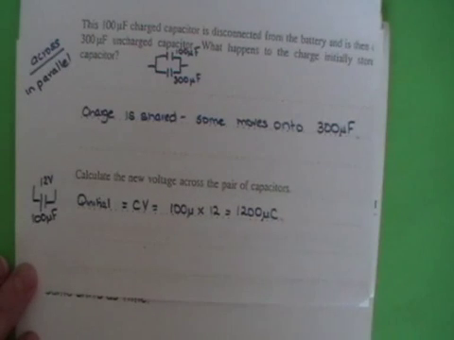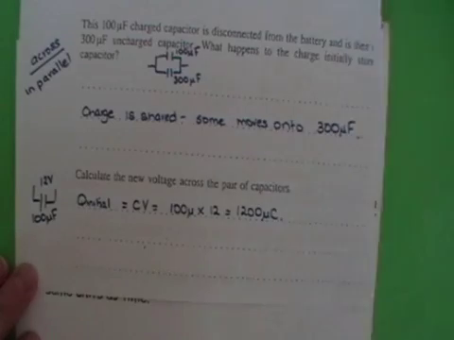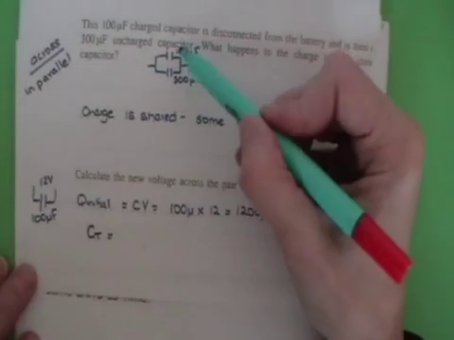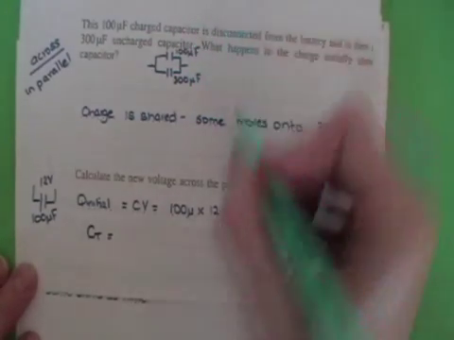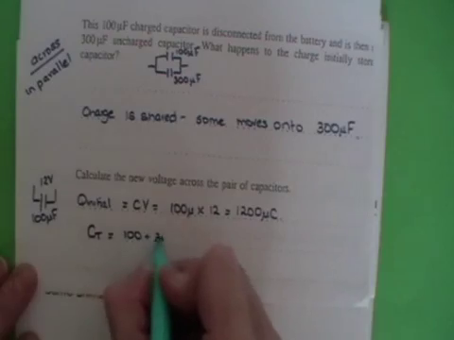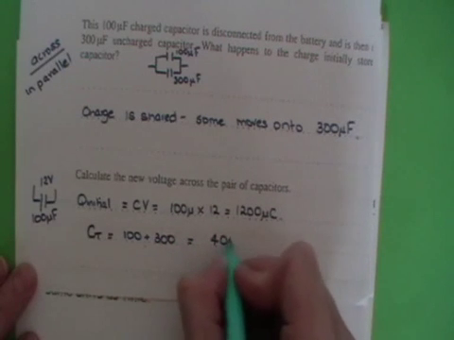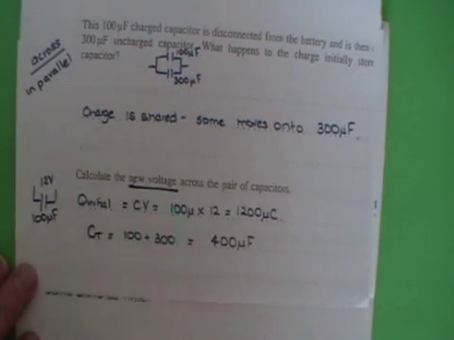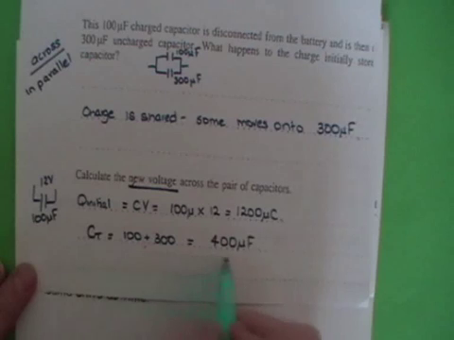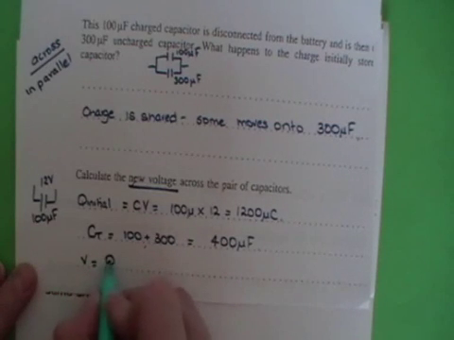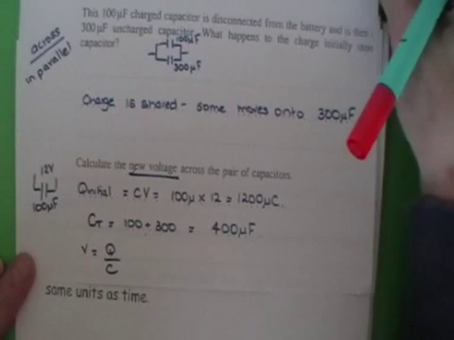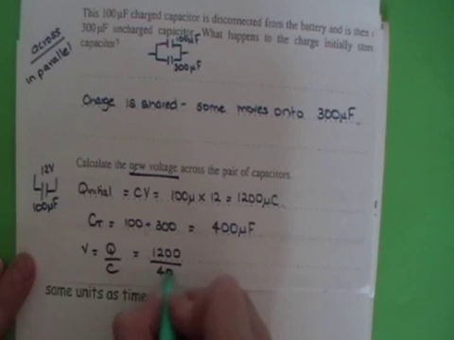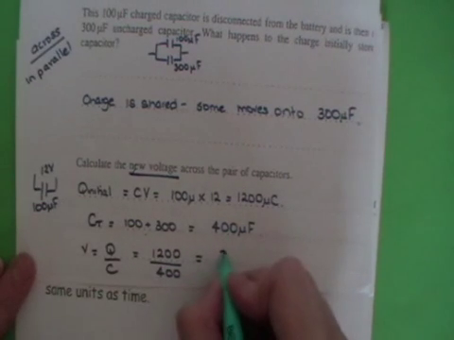Then we are looking for a total capacitance. Now these are in parallel with each other, so therefore you just add them. So it's 100 plus 300, and that's equal to 400. And then the last part of the question, what we're really looking for, is our new voltage. So we're using our total charge and our total capacitance. So V is equal to Q over C. Sure you can see that. And that's equal to 1200 divided by 400, and you get an answer of 3 volts.